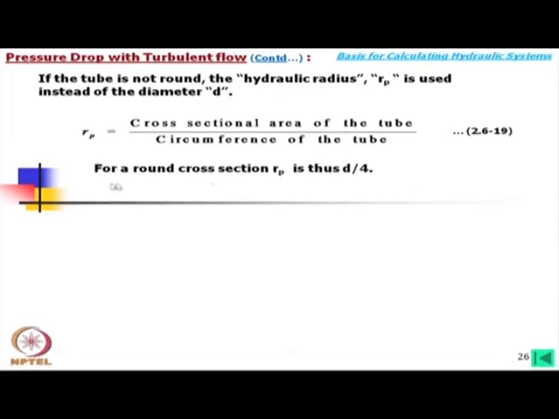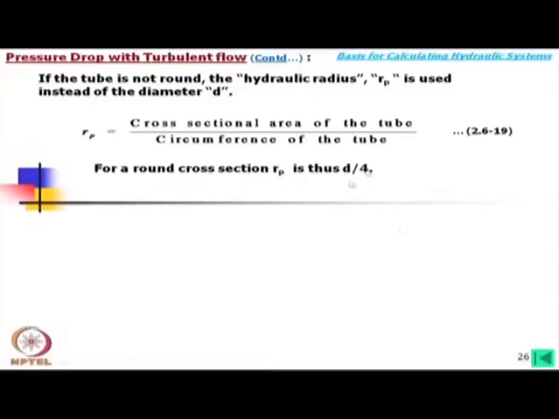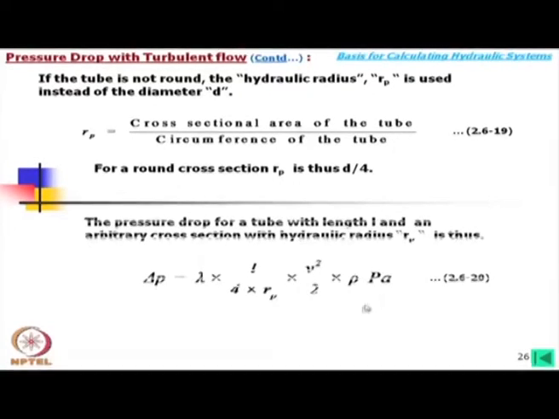Say in the case of a round circular one, this comes to d by 4. But if it is rectangular, you will find it depends on the ratio of the lengths. For example, where the width is double the height, it will be different from other rectangular sizes; it will not be the same. Okay. So, that is important.